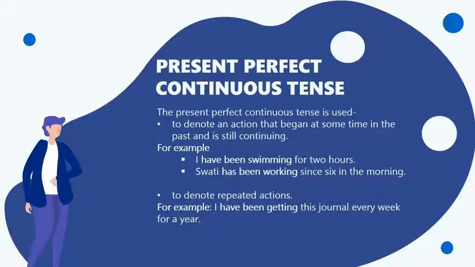Then the next point where we use present perfect continuous tense is to denote repeated actions. For example, I have been getting this journal every week for a year.